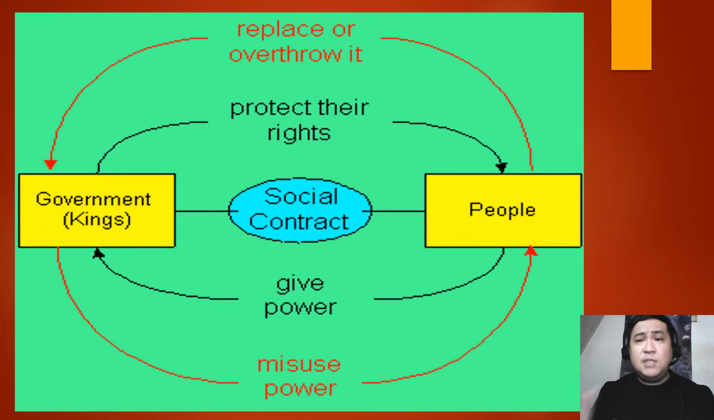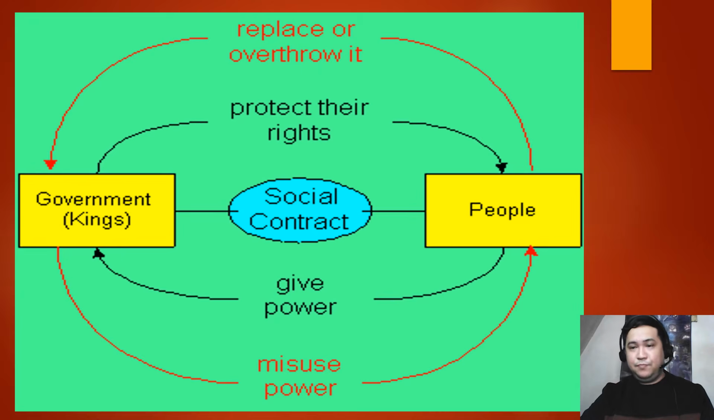Ano ba yung mga rights ng mga people? Say, for example, education, their human rights, right for livelihood, right for freedom of speech. Marami yan. Now, say, for example, the government misuse their power. Inabuso nila yung kanilang kapangyarihan. Then, the people has the power to replace or overthrow that government. So, yun yung tinatawag nating social contract theory.